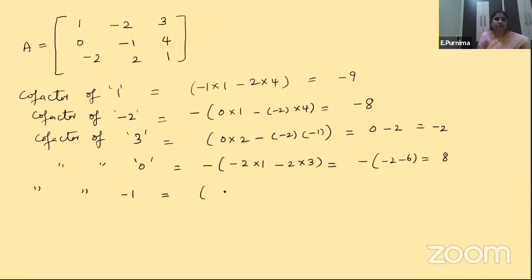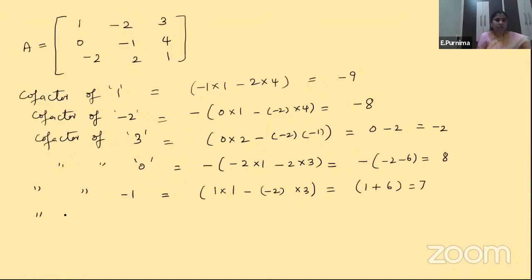Okay, and the next one is the cofactor of minus 1. What is the element here? That is a plus sign. We are eliminating this row and this column. So 1 into 1 minus minus 2 into 3, which is equal to 1 plus 6, which is equal to 7.